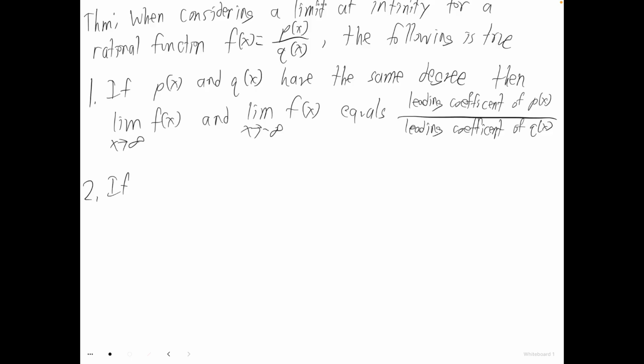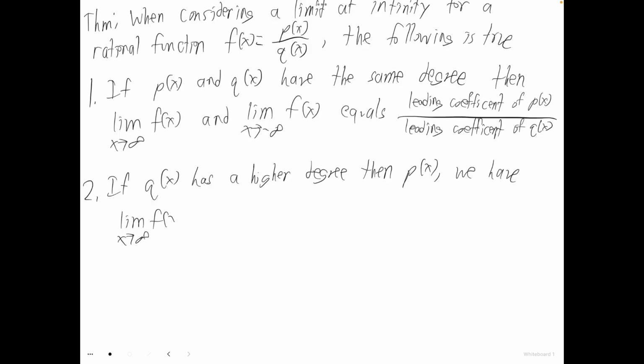Next, if q of x has a higher degree than p of x, we have the limit as x goes to infinity of f of x equals 0, and the limit as x goes to negative infinity of f of x equals 0. So if the power in the bottom is the larger of the two, then they both go to 0.